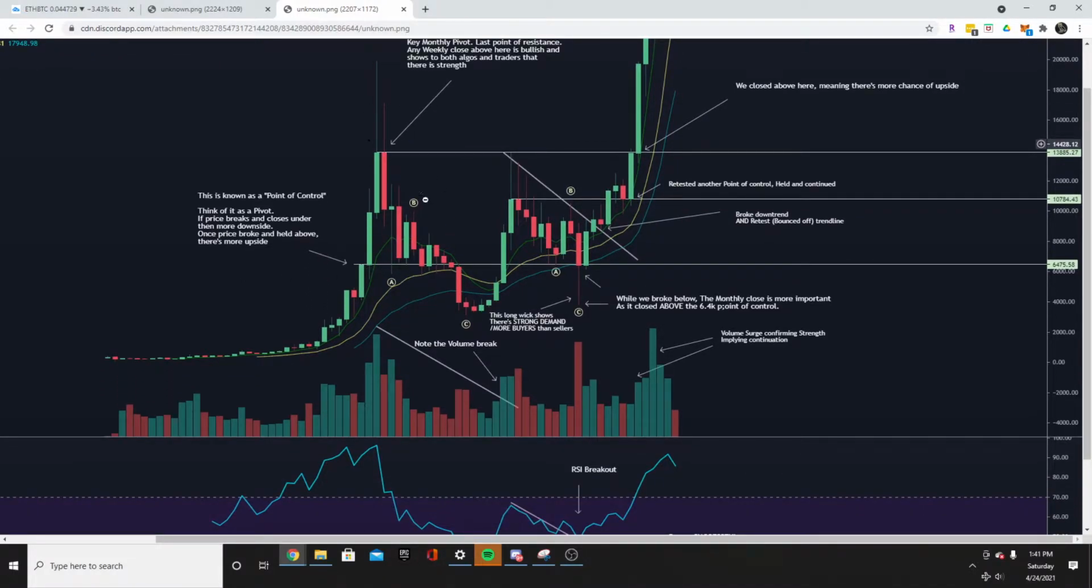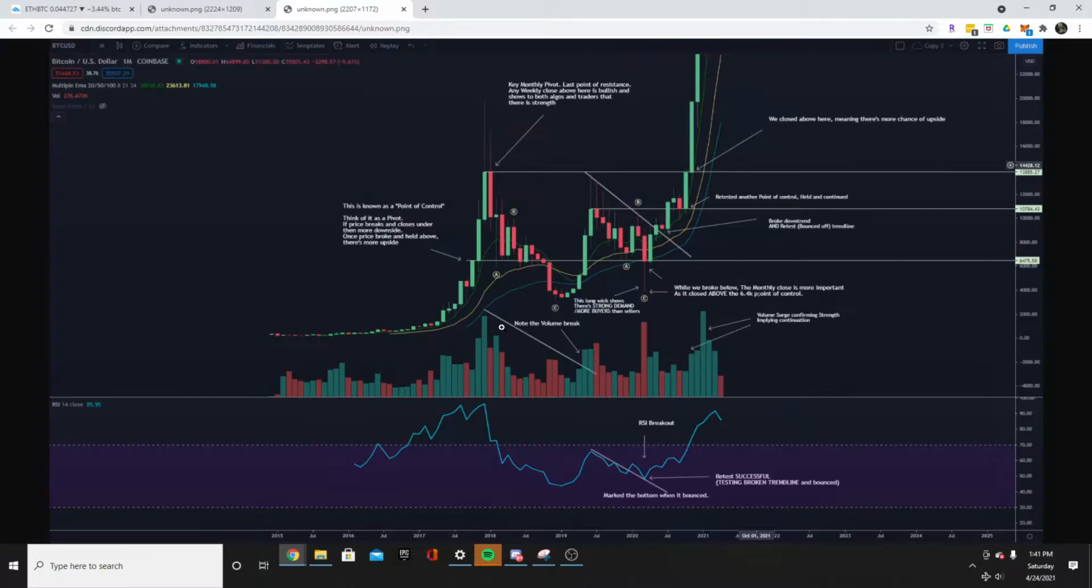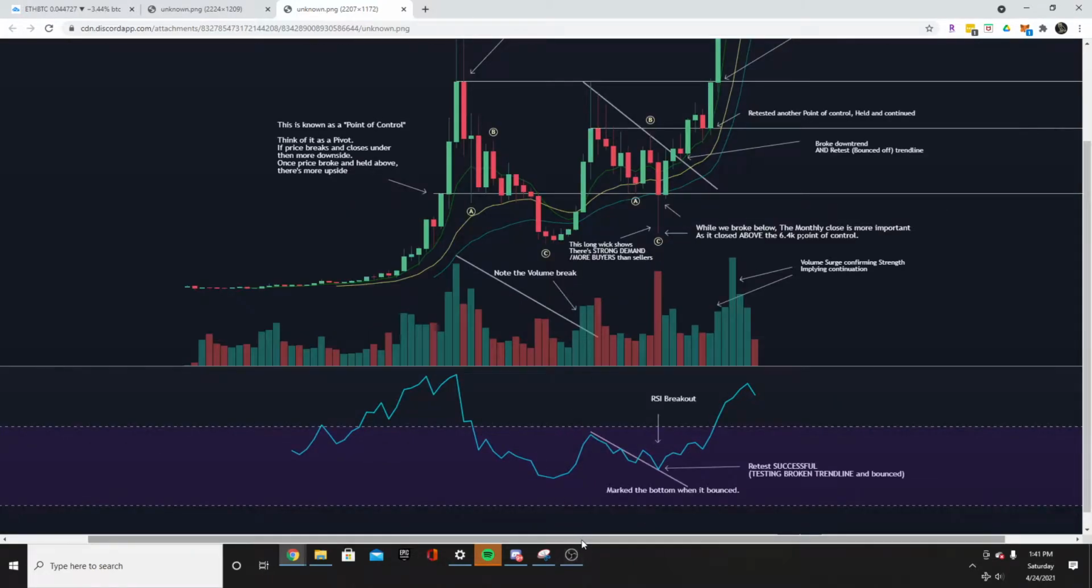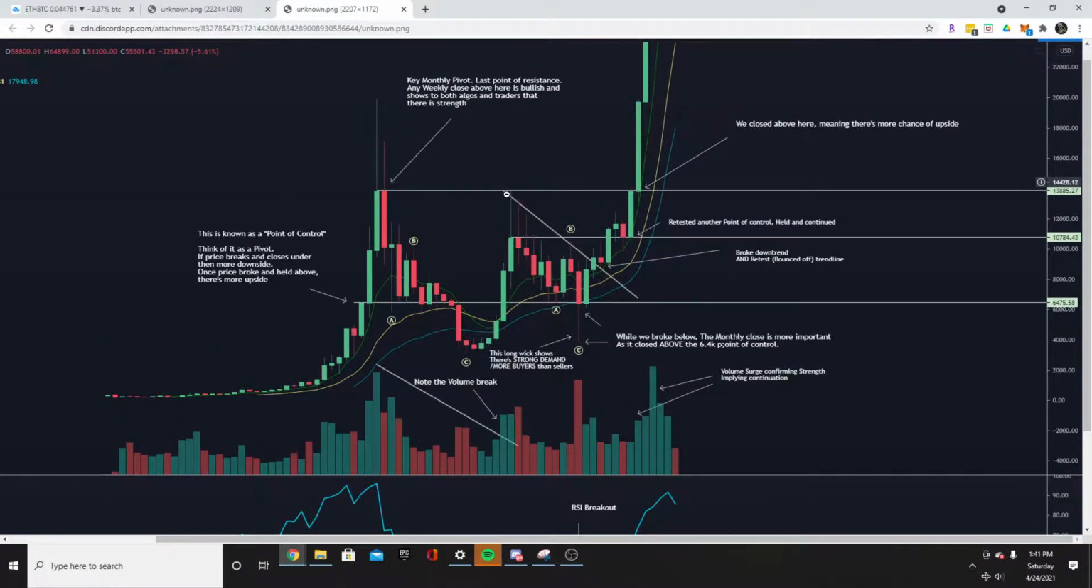Alright, you can count ABC down. Here's the volume trend break right here, so you can note this. That's the first clue the bottom is in. Then price broke above this key pivot at 6.4K, went up, and rejected the top pivot at 13.8.